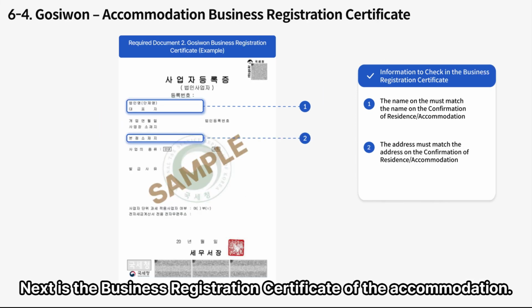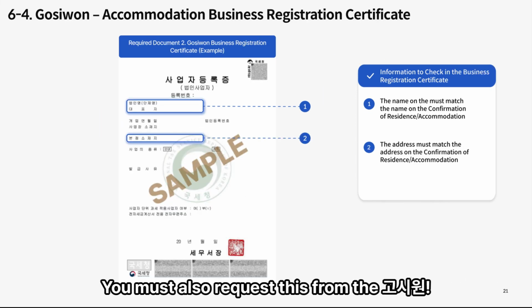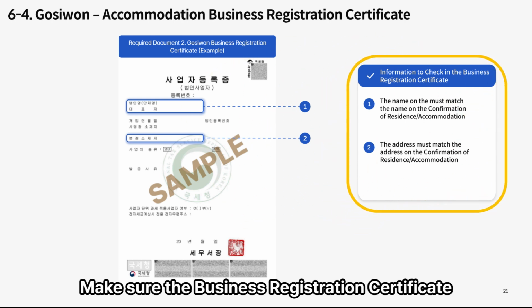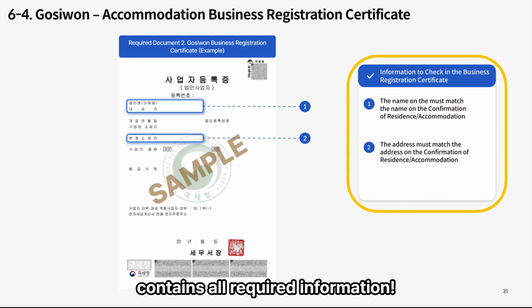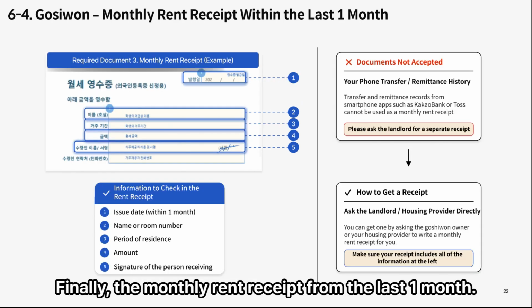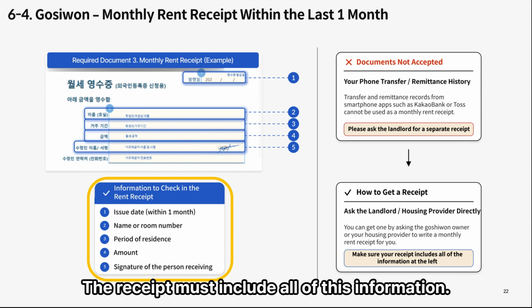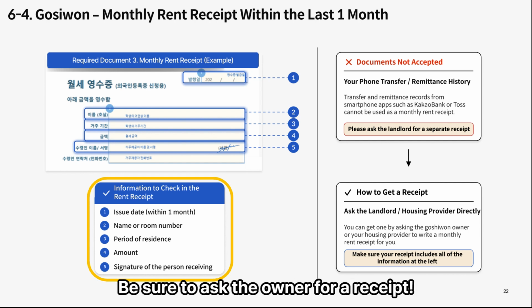Next is the Business Registration Certificate of the accommodation. You must also request this from the Goshiwon. Make sure the business registration certificate contains all required information. Finally, the monthly rent receipt from the last 1 month. The receipt must include all of this information. Be sure to ask the owner for a receipt.